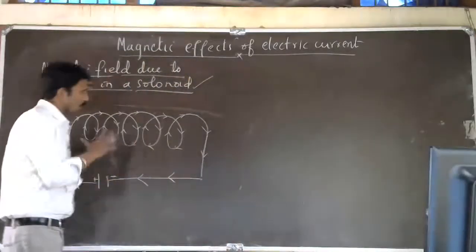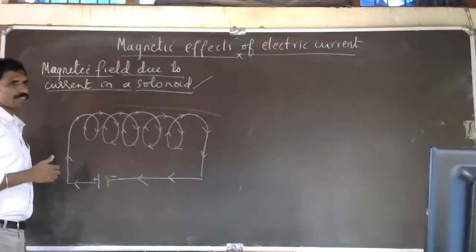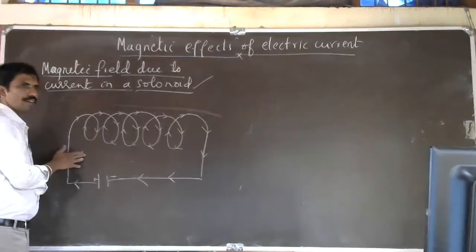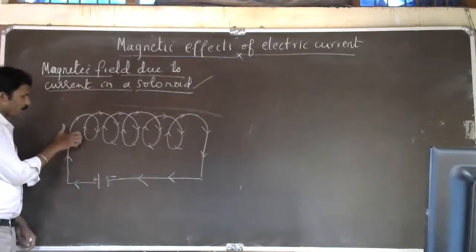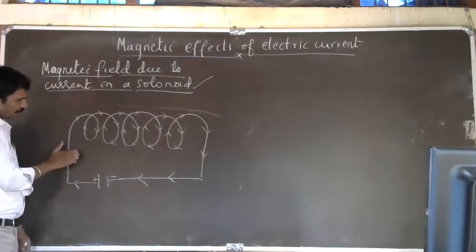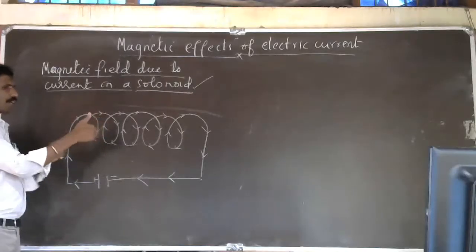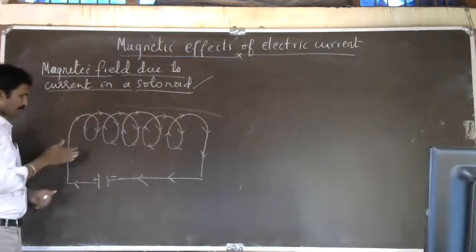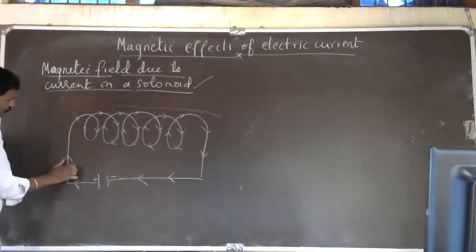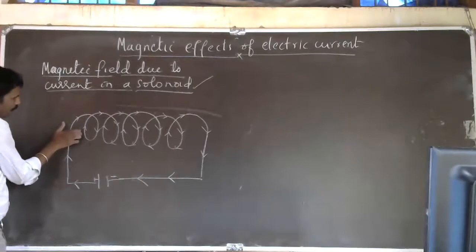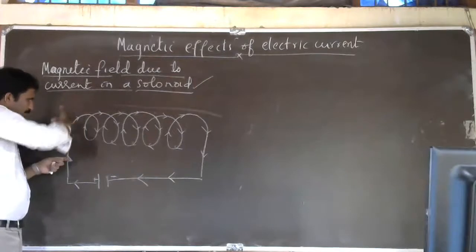So how is the magnetic field produced in a solenoid? You know the direction of the magnetic field is found by Maxwell's right hand grip rule. See here, the thumb represents the direction of the current, and all the other fingers represent the direction of the magnetic field. Now, if you apply this here, you can see this wire. This arrow mark indicates the direction of the current, and if you apply it here, it is moving towards the board and coming out.